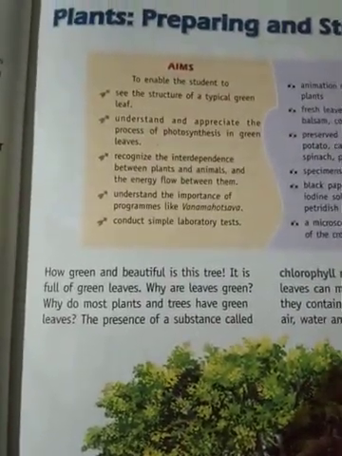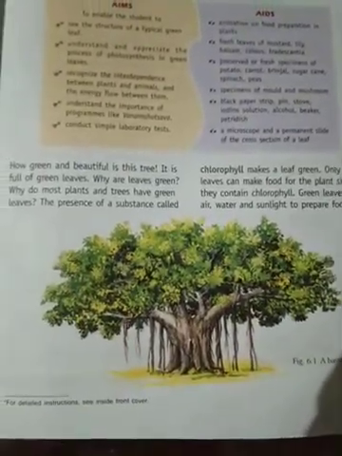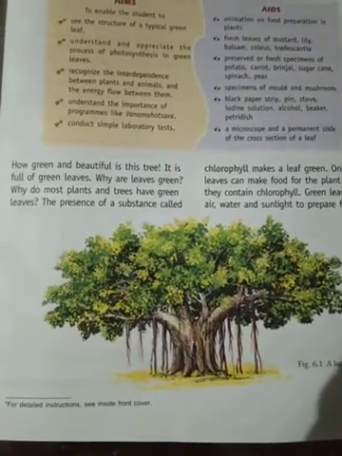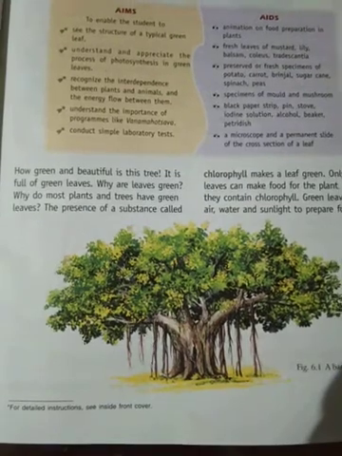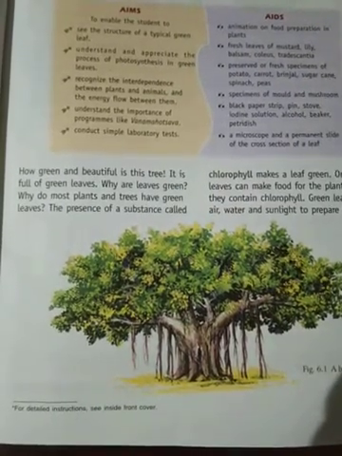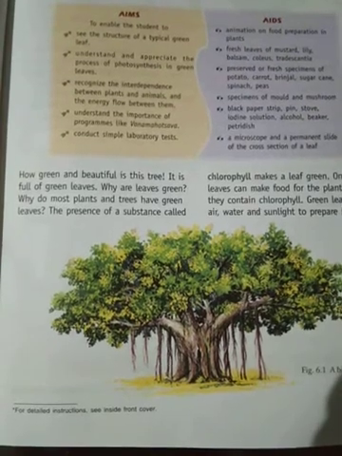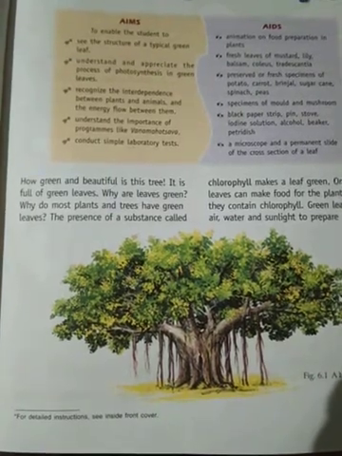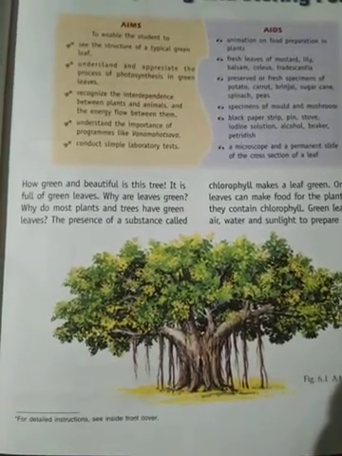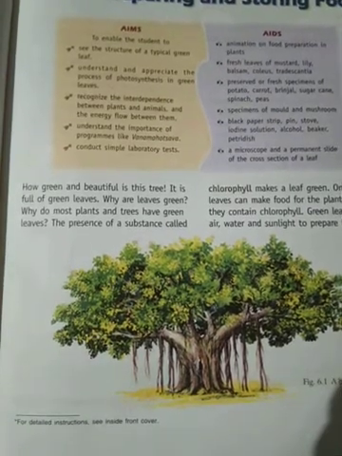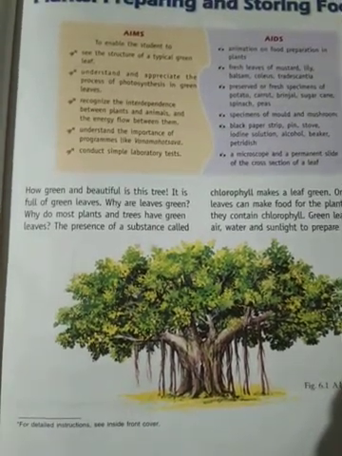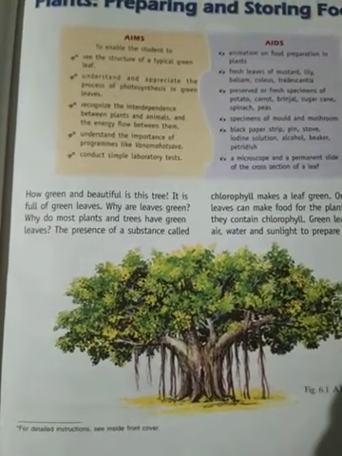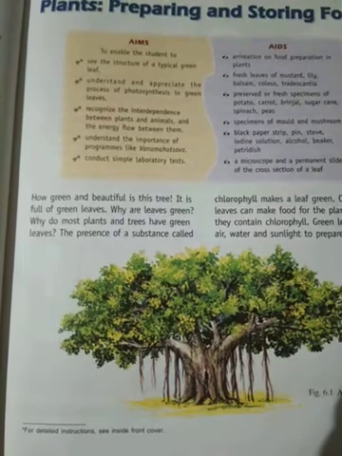So the first paragraph: how green and beautiful is this tree? This is the tree, you can look here. About this tree it is telling. It is full of green leaves. Why are leaves green? Why do most plants and trees have green leaves? These are the basic questions that may come to a child's mind every now and then. That means these are the questions that arise in our mind.